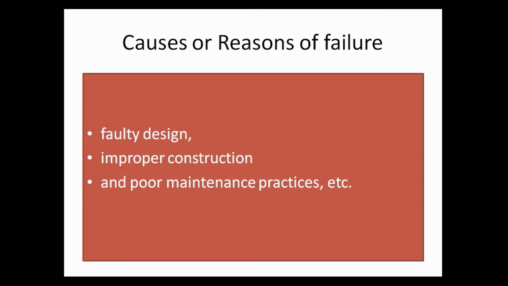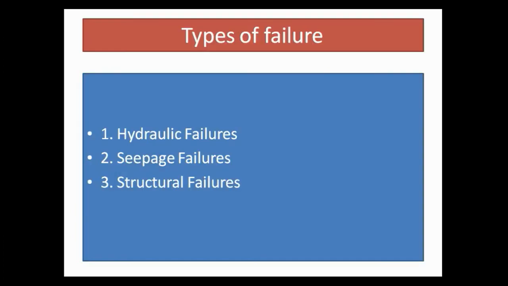The second one is improper construction. If you are not following the proper codes of construction during the construction of the dam, then there is a possibility of failure of the dam. Then poor maintenance and practices. We should provide periodical maintenance so that we can increase the life of the dam. We have to provide proper maintenance in advance. Now we'll see the types of failure.